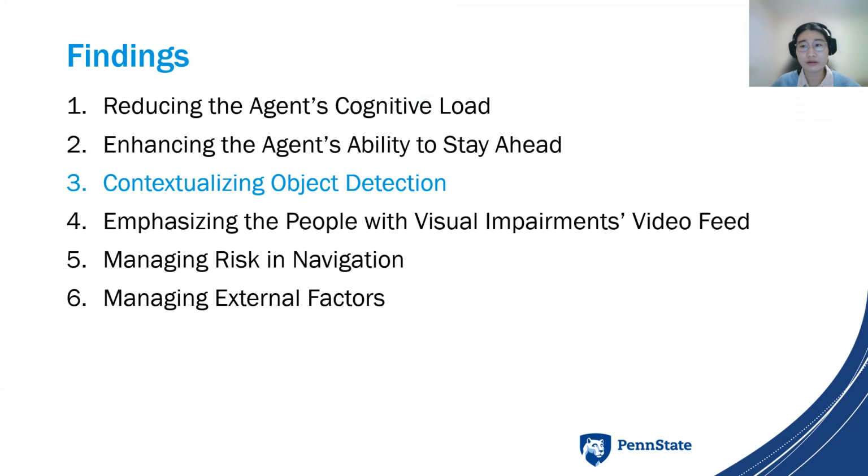We ended up with 6 high-level issues describing the relationship between RSA practice and our design ideas, and 5 of them are solidified in Study 2. 1. Reducing the agent's cognitive load. 2. Enhancing the agent's ability to stay ahead. 3. Contextualizing object detection. 4. Emphasizing the video feed of people with visual impairments. 5. Managing risk in navigation, as well as managing external factors in Study 1 only. I cannot go into all of them in this presentation, but I will look more closely at contextualizing object detection. For the full themes and findings, please see our paper.